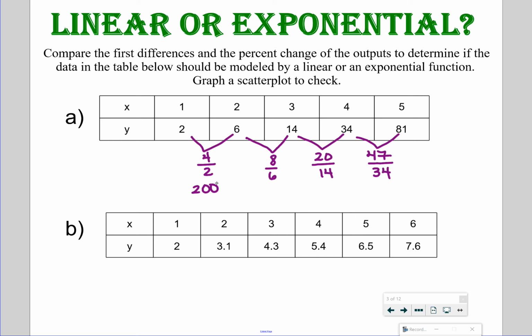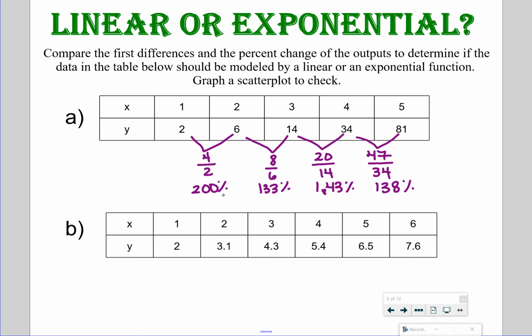Turn that into a percent. It's 200%. 8 divided by 6 gives me 1.3 repeating, so that would be 133%. 20 divided by 14 gives me 1.43. So as a percentage, that would be 143%. And then 47 divided by 34 gives me 138%. It's 1.38 if I do that division.